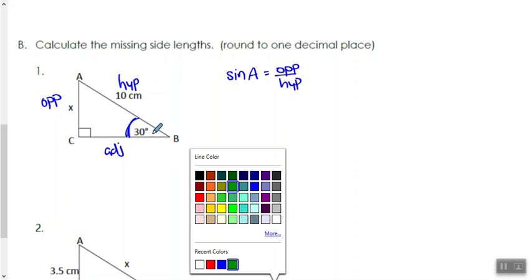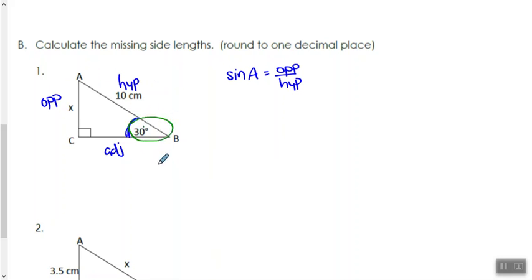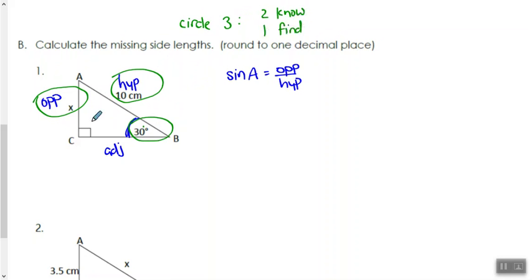But for right now, we're given this angle. We want to find this opposite side, and we're given the hypotenuse. Okay, so we will start circling three. Once again, this is not that important now, but it will get important later. So circling three, so two things we know, and then one thing that we're trying to find. So trying to find this side, and we know this angle and this side, our hypotenuse.